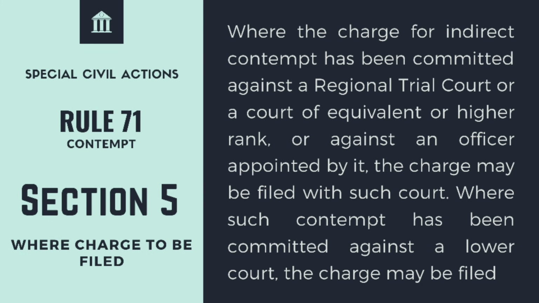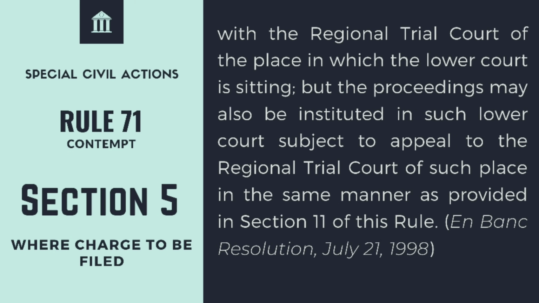Section 5. Where charge to be filed. Where the charge for indirect contempt has been committed against a regional trial court, or a court of equivalent or higher rank, or against an officer appointed by it, the charge may be filed with such court. Where such contempt has been committed against a lower court, the charge may be filed with a regional trial court of the place in which the lower court is sitting, but the proceedings may also be instituted in such lower court, subject to appeal to the regional trial court of such place in the same manner as provided in Section 11 of this rule.